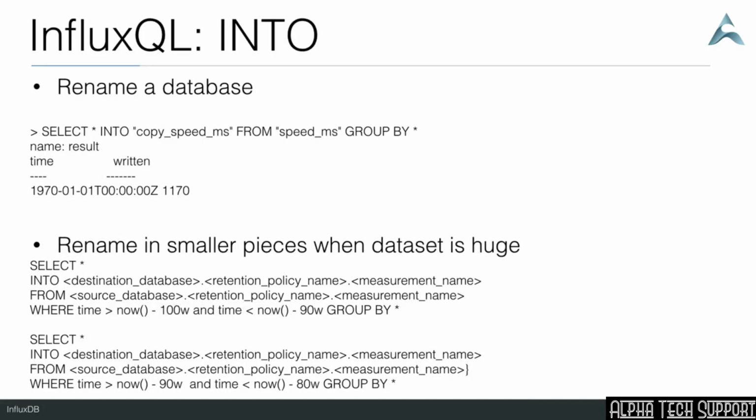The query above writes all the data in the speed_meters_per_second to the copy_speed_milliseconds database. The group by star clause preserves tags in the source database as tags in the destination database. The following query does not maintain the series context for tags. Tags will be stored as fields in the destination database.